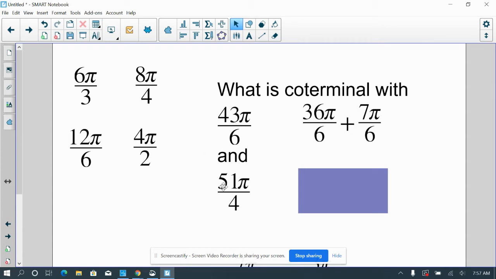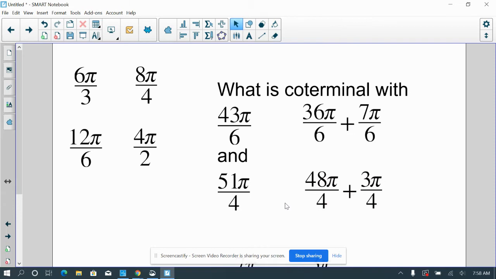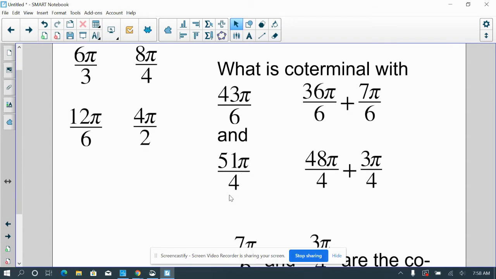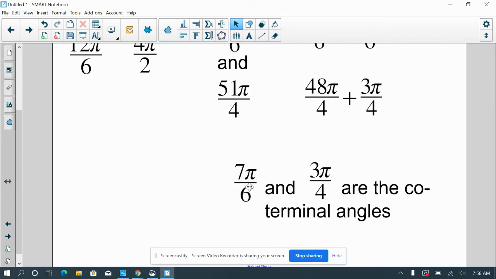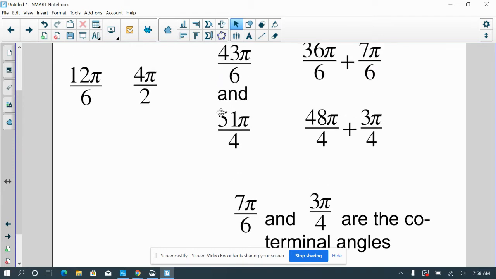And then 51 pi over 4, well, pi over 4, that's 1/4 of a pi. Well, how many fourths of a pi do you need for a whole circle? You need 8 pi over 4s to get a whole circle. So how many circles are there in 51 pi over 4? So in other words, how many times can 8 go into 51? And it can go in there 6 times, because 8 times 6 is 48. So when you think of the angle 51 pi over 4, that's the same thing as 48 pi over 4 plus 3 pi over 4. So this is 6 whole circles plus 3/4 of a pi. So 3 pi over 4 is coterminal with this. So 7 pi over 6 and 3 pi over 4 are coterminal angles to these two respectively.